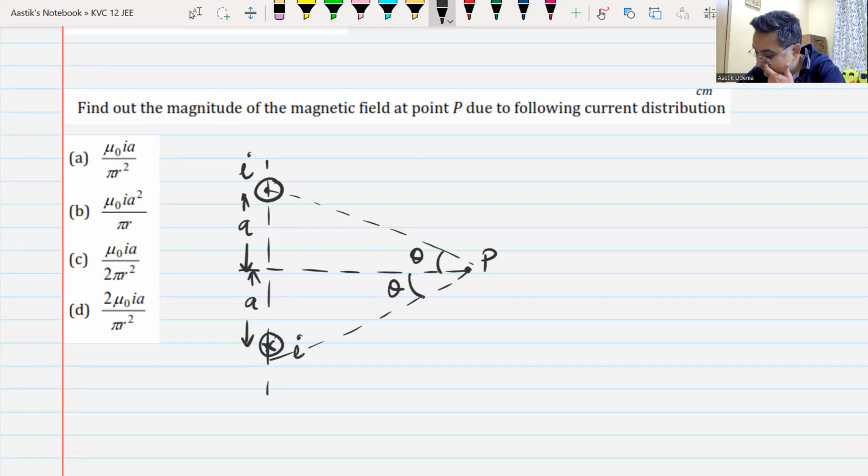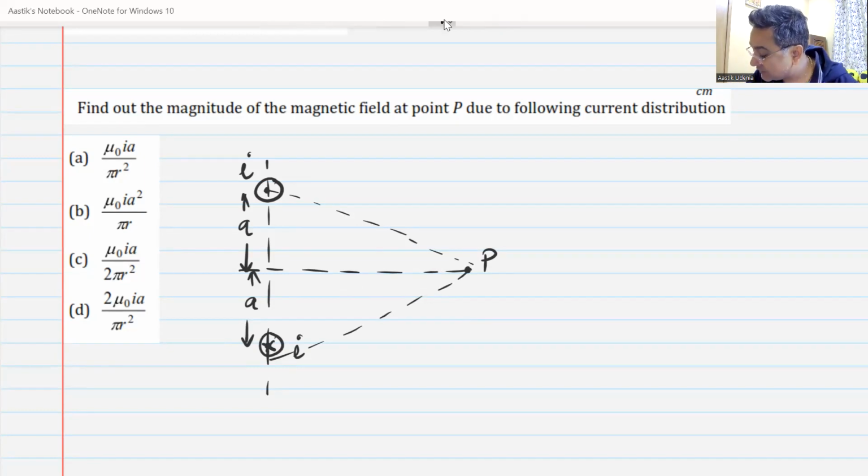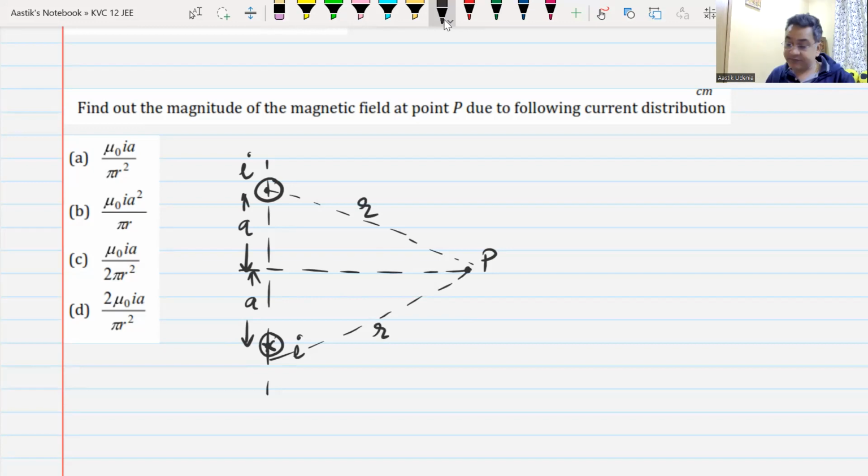No, angle is not given, sorry. Let me make this distance also as A. All the distances are A. No, sorry, distance is given, because there is an R coming into the picture. This distance and this distance is R. There is an R coming into the picture. You have to find the magnetic field at point P.